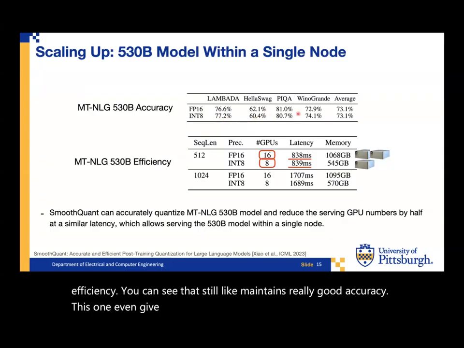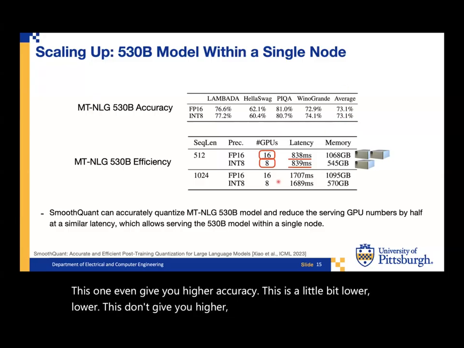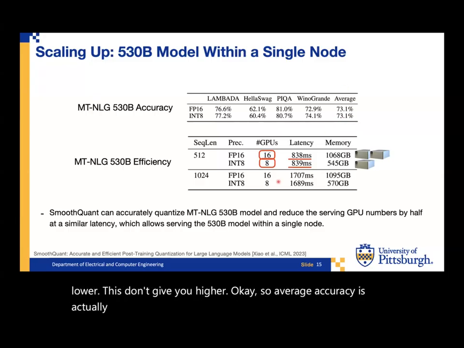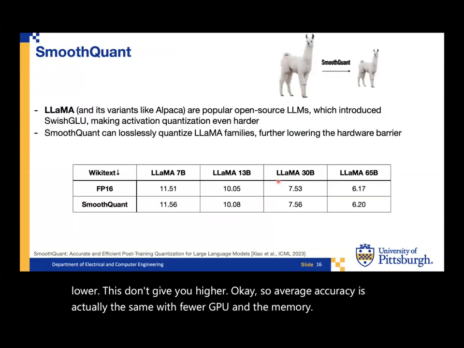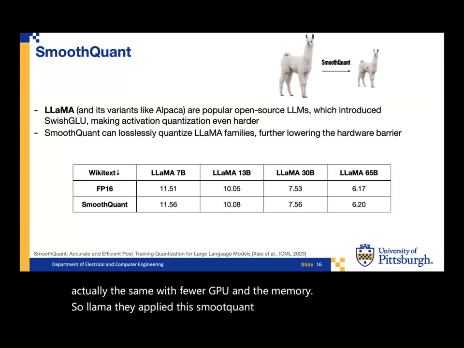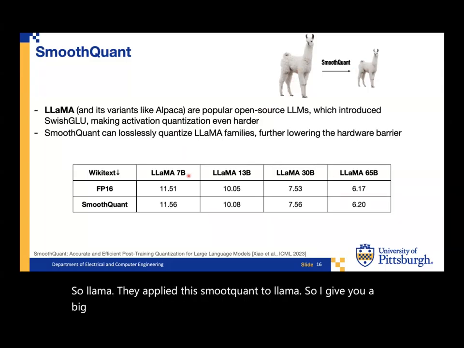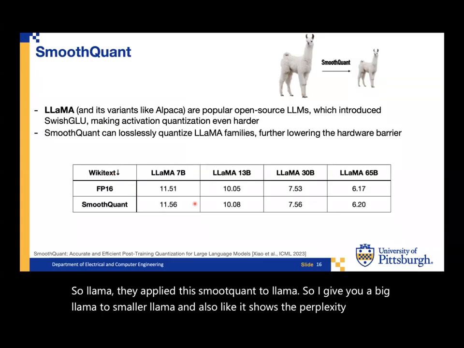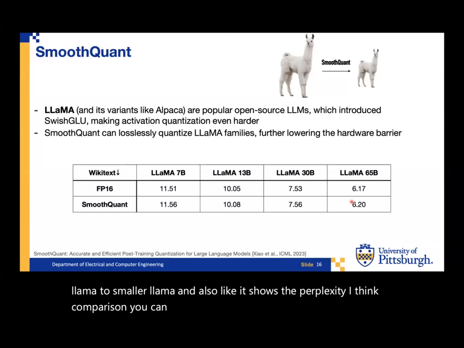This is a little bit lower. This one gives higher. Okay, so the average accuracy is actually the same, with fewer GPUs and less memory. So for LLaMA, they applied SmoothQuant to LLaMA, going from a big LLaMA to a smaller LLaMA. It also shows the perplexity comparison, and you can see it's only increasing the perplexity by just a tiny bit.